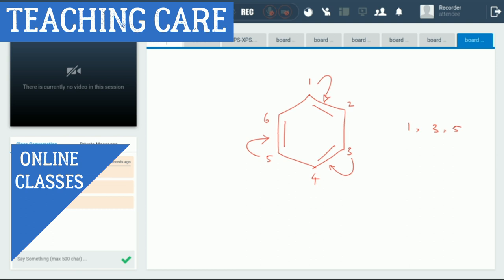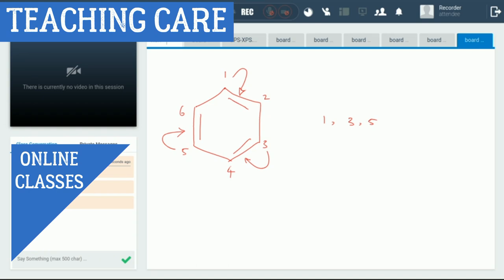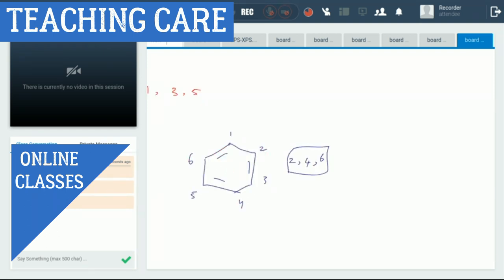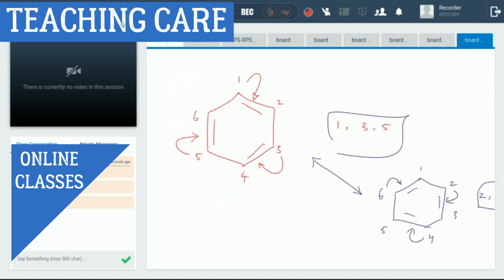What do they say for the benzene ring in the sense? The benzene ring has alternate single and double bonds. So let us take the same positions, 1, 2, 3, 4. I am giving in the clockwise direction. The double bond is lying with the second carbon, fourth carbon and sixth carbon. Second, four, six. Both are correct. This is called resonance. Resonance in the sense more than one structure we are assigning for a given molecule.